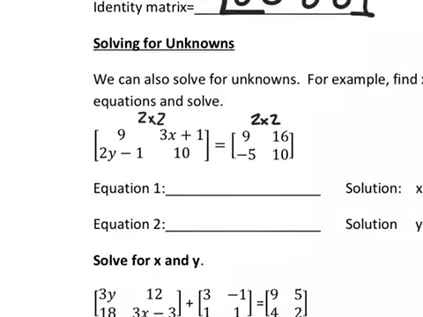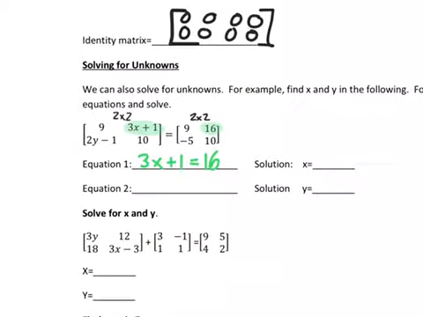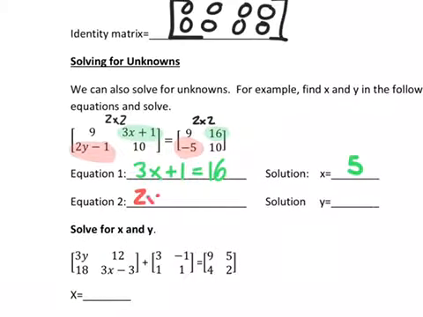All right, and it deals with corresponding values. If these two matrices are equal, then the top right components on both must be equal. So this equation would be 3x plus 1 is equal to 16. If you then solve that equation, you get that x is 5. To find the y, the bottom left entry is equal to the bottom left entry. 2y minus 1 is equal to negative 5. When you solve this equation, you'd get that y is equal to negative 2.